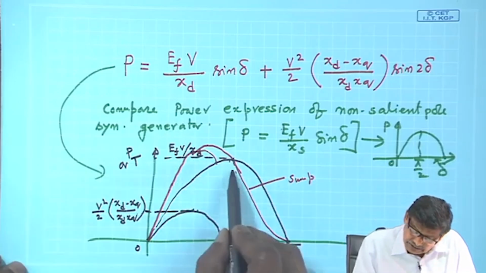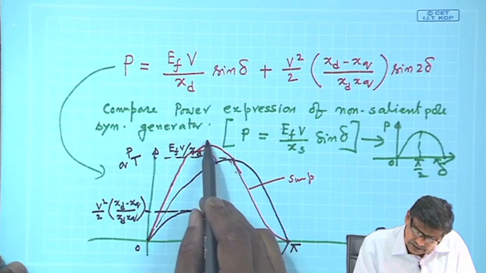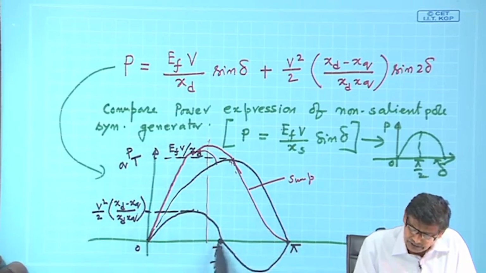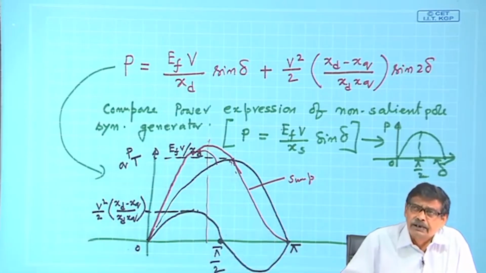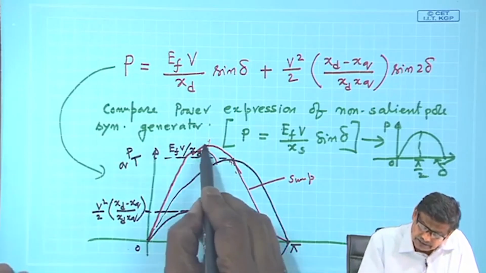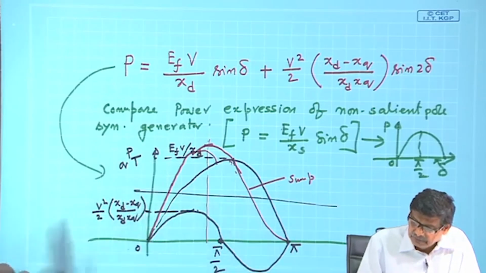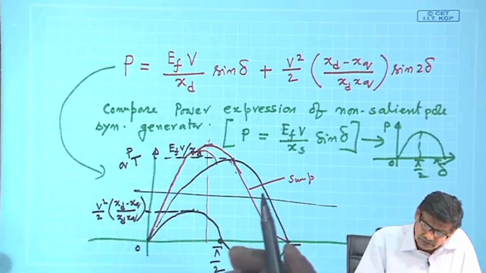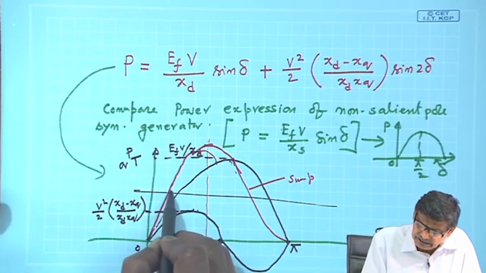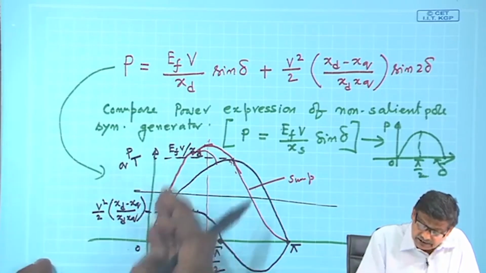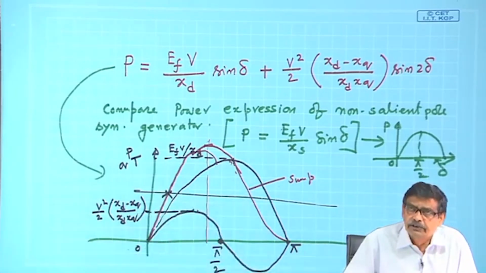You see, the stable region will then occur slightly below this one. You cannot go up to 90 degrees; before that, the maximum operating point will be decided by these things. Where this load demand is, that will be the operating delta of the synchronous machine.